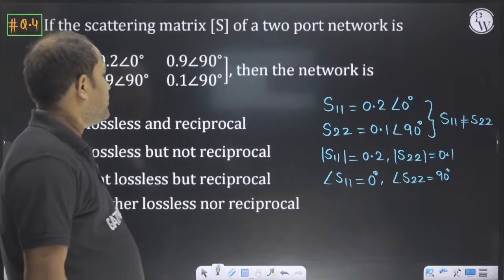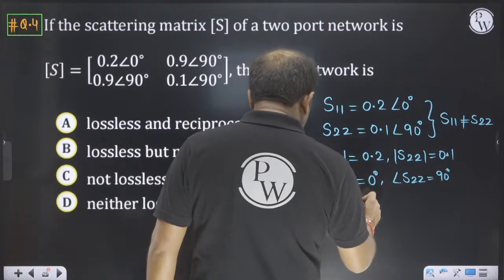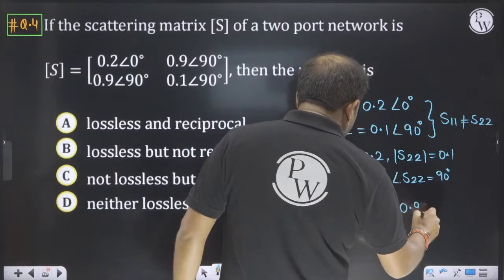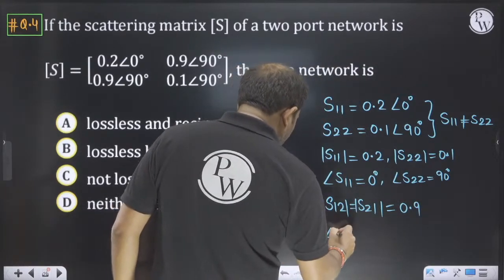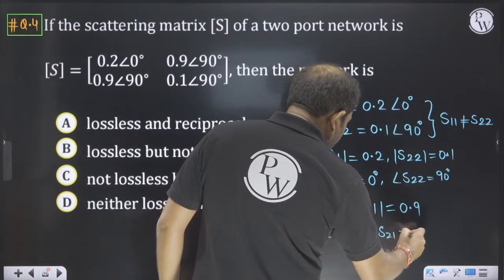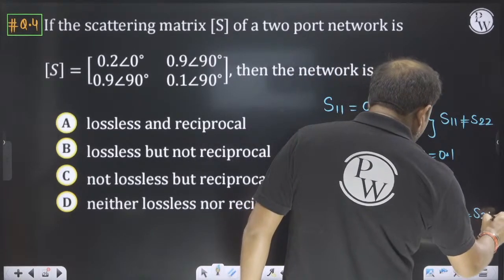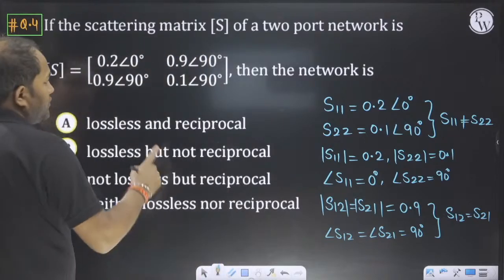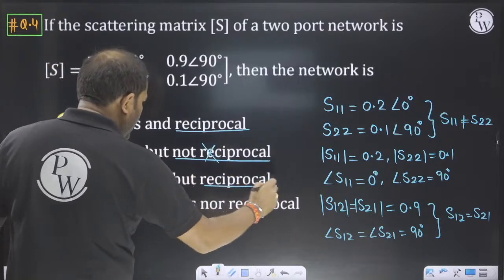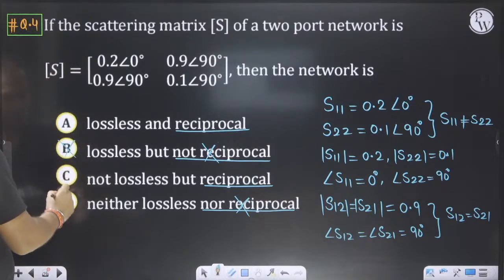Then we have to match S12 and S21. S12 magnitude is equal to S21 magnitude, which is 0.9. And the angle of S12 and S21 is the same, 90 degree. So we can say that S12 is equal to S21. So it is reciprocal. Reciprocal is correct, not reciprocal is wrong. So options B and D are wrong.